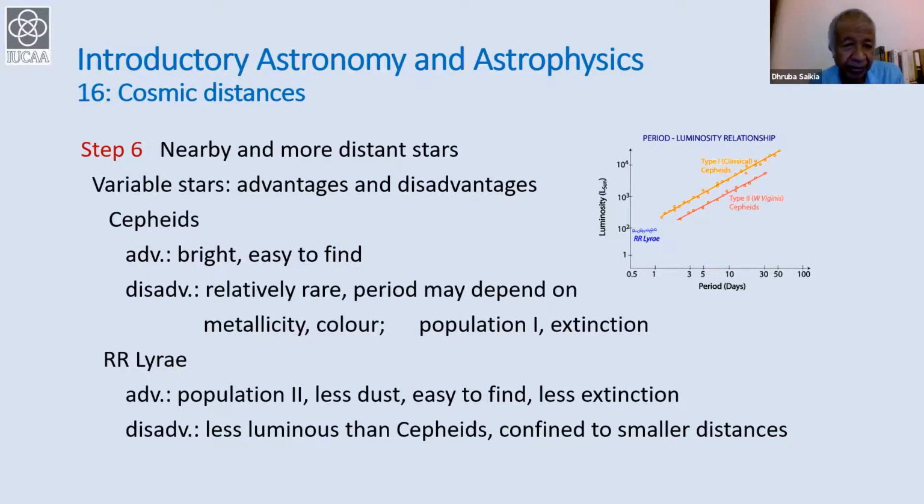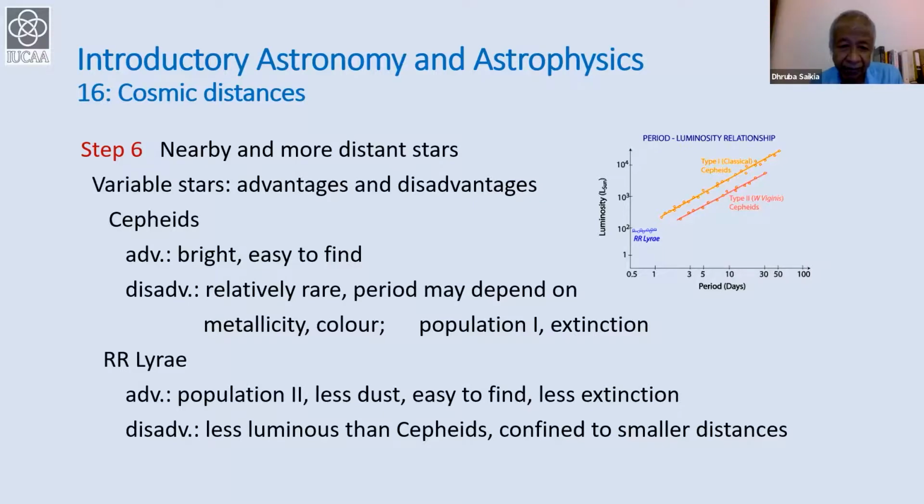Cepheids are bright, easy to find, but brighter objects are also rarer. So relatively rare, and period may depend on metallicity, color. There are subtle things which one needs to calibrate well. They are population one objects in the disk of the galaxy. So effects of extinction are aspects which you have to bear in mind while trying to do the calibration and getting the absolute luminosity. Lyrae stars are population 2 objects.